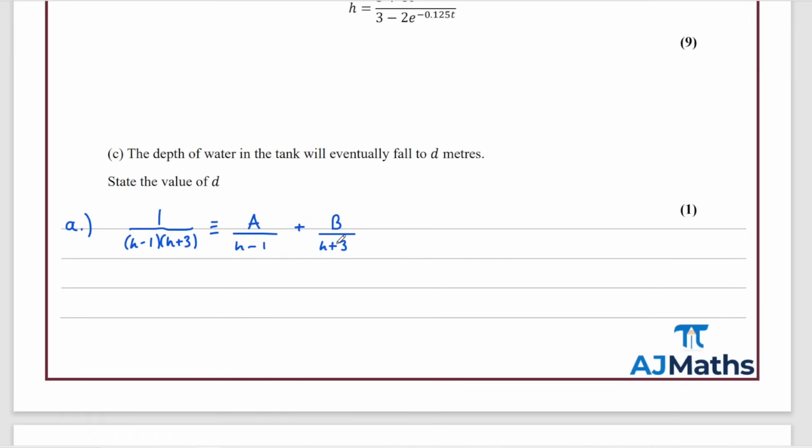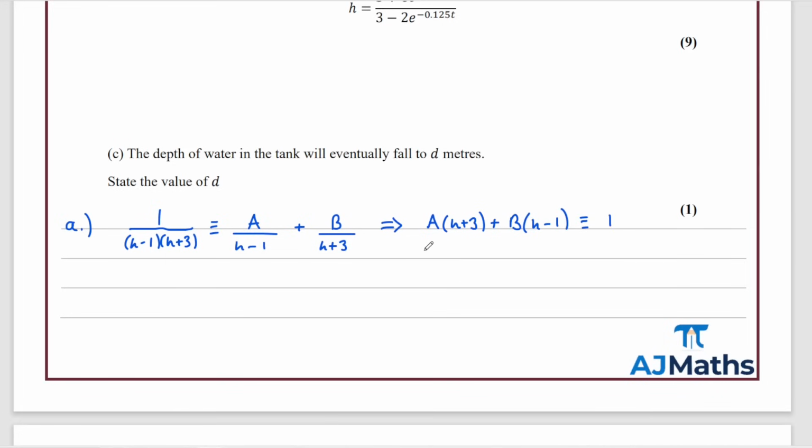Okay, so what we need to do then is get this right hand side here over a common denominator. This would be a lots of h plus 3 plus b lots of h minus 1. Okay. And now we've got this over a common denominator. I've not written the denominator here, but my denominator would be h minus 1 times h plus 3, which is the same as the left-hand side here. So what that means then is my numerators here must be identical. So this is identical then to 1.